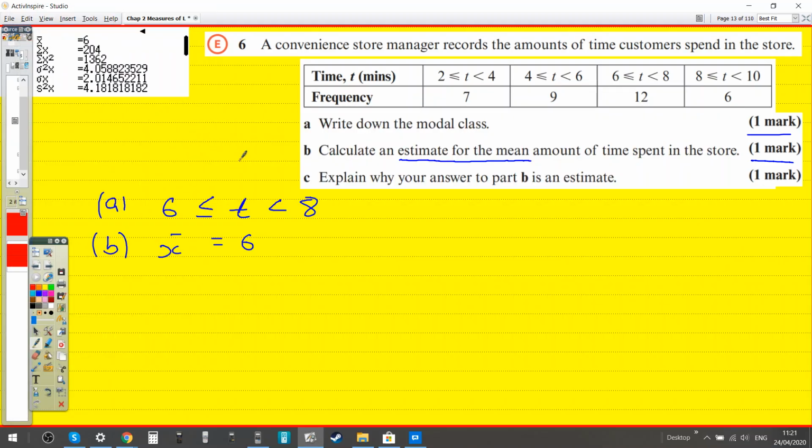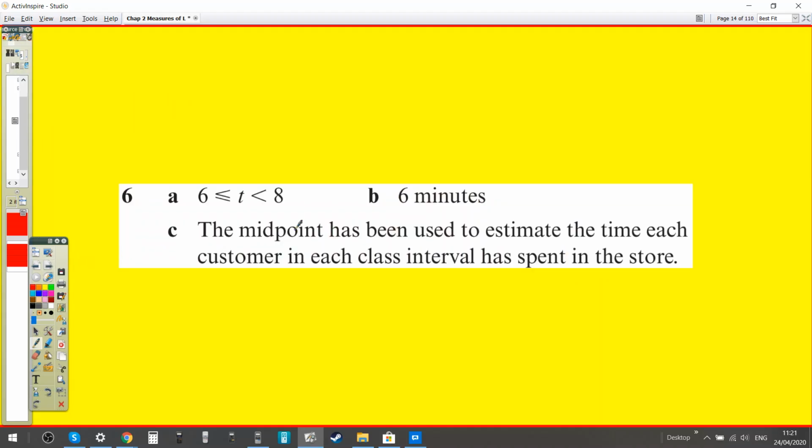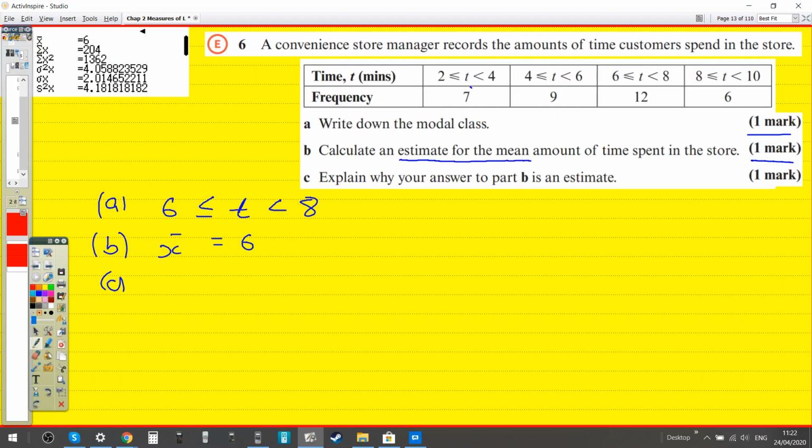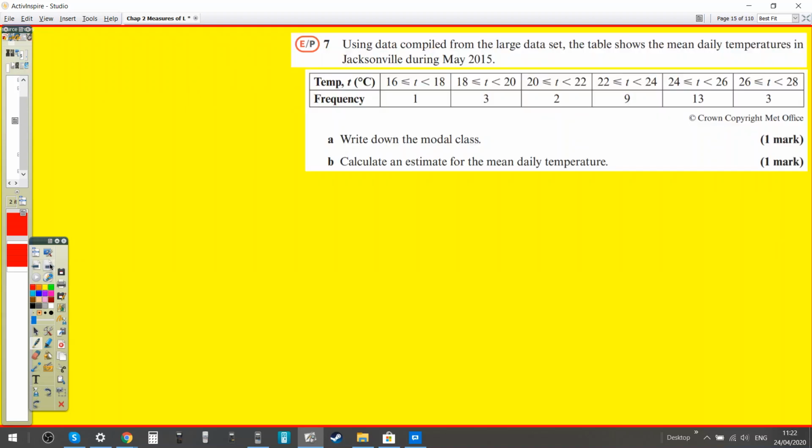So it's an estimate because I've just taken the middle out of each number. Yeah. The midpoint is an estimate. The midpoint has been used to estimate the time each customer in each class interval has spent in the store. So basically, these first 7 people, we know they did something between 2 and 4, and we just said all 7 did exactly 3 as our estimate. So maybe they did 2, maybe they did 4, maybe they did a mixture of all of them. But yeah. Any questions there? No. Okay, that's good. So you just take the midpoint for the mean.